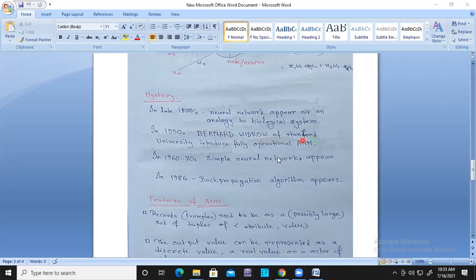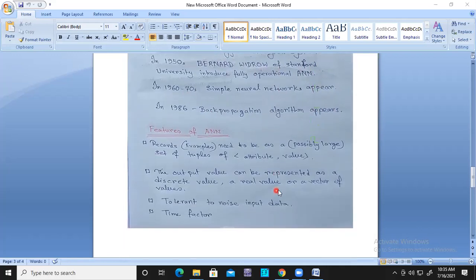This is an artificial network, and this is a simple neural network. The network is coming, and in 1986 the back propagation algorithm appears, which takes this neural network to the next stage.